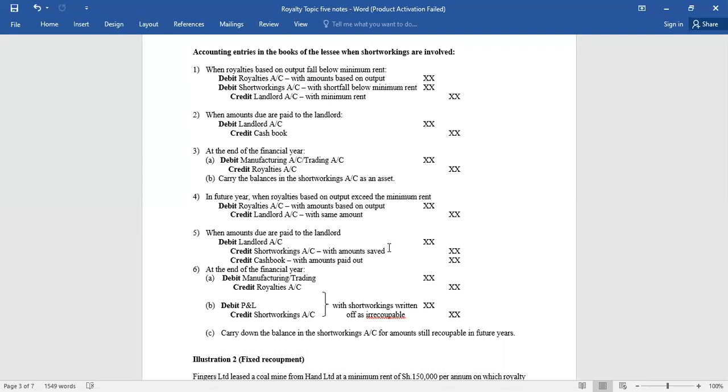So if you look at 6B, that's where we are closing our short workings written off. So you'll be debiting our P&L with the amount and we credit the short workings account. Is that okay?